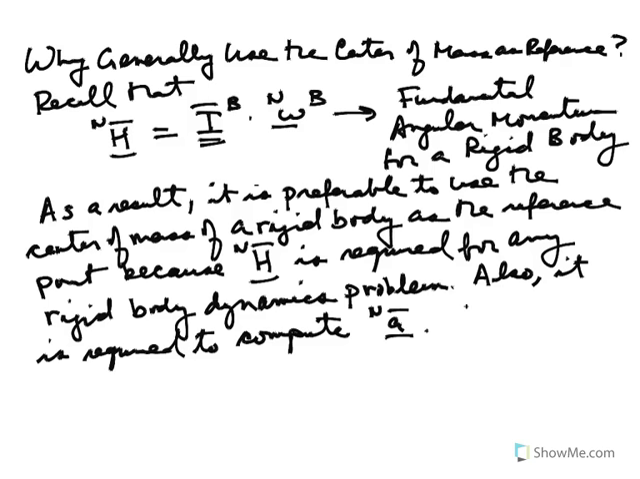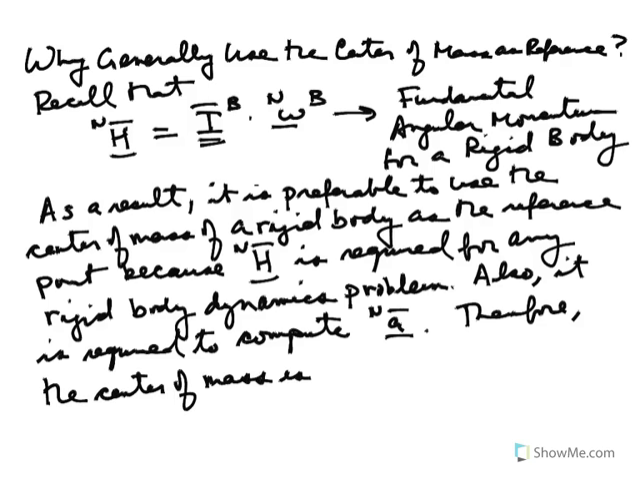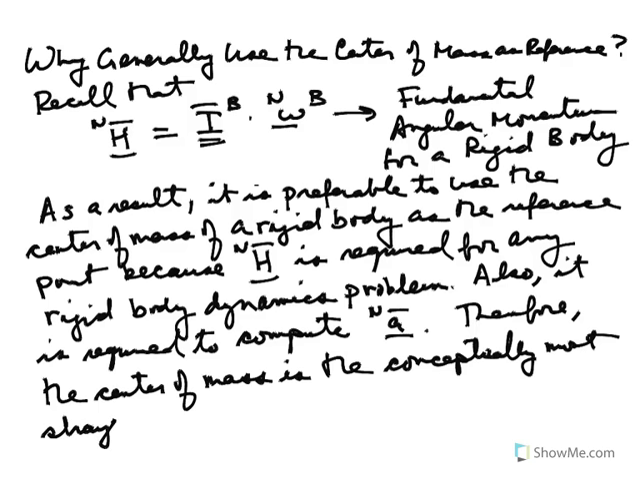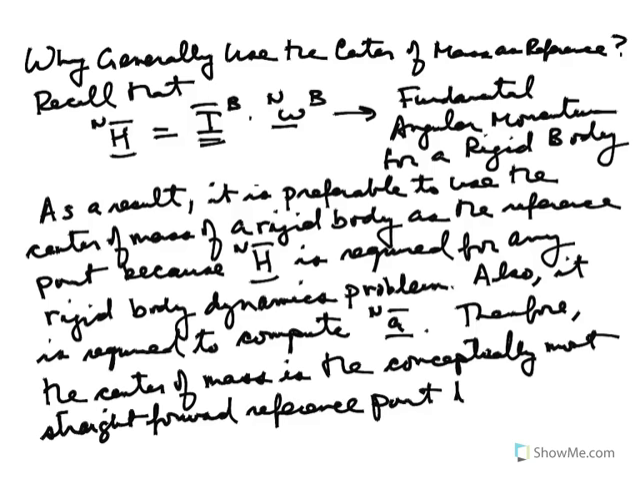So as a result, you have two quantities. So therefore, the center of mass is the conceptually most straightforward reference point to use. So unless you have a good reason, you don't want to use anything other than the center of mass as the reference point.